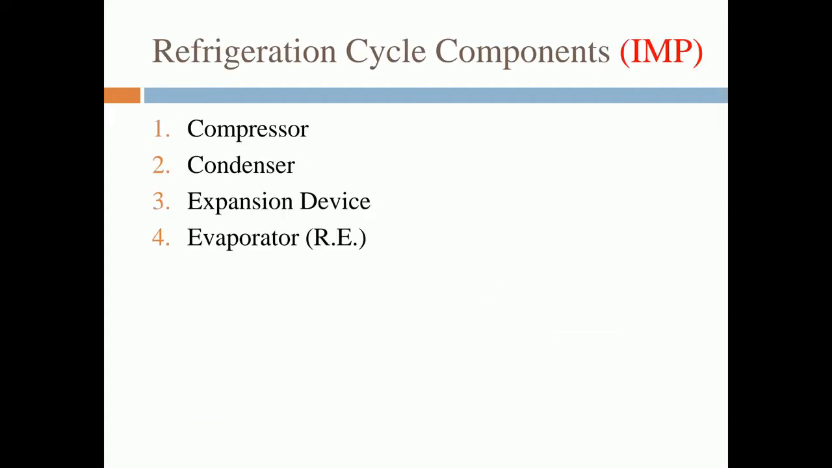Now, refrigeration cycle components. In any refrigeration cycle, there are four components present. One is known as the compressor, second is the condenser, third is the expansion device, and the fourth is the evaporator. And the evaporator is the device where we get the refrigerating effect.